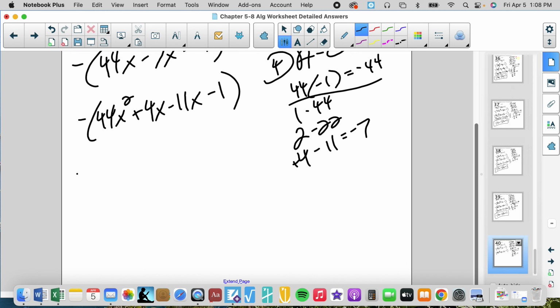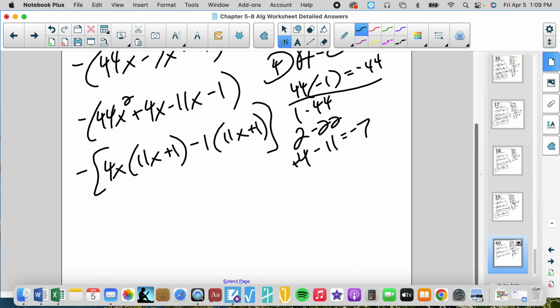Down the stretch they come. Factor out a 4x, that's 11x plus 1. Factor out a negative 1. That's 11x plus 1. The opposite of 11x plus 1, 4x minus 1.